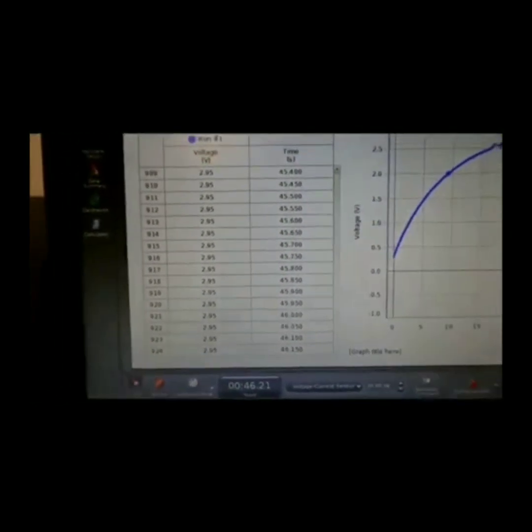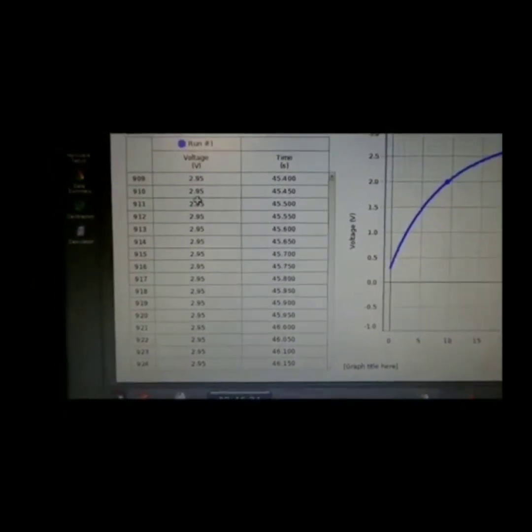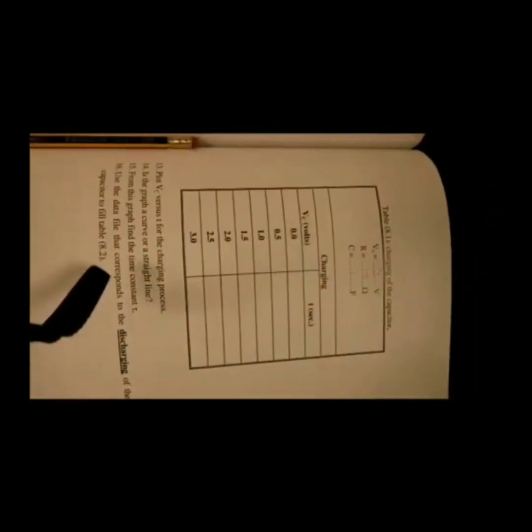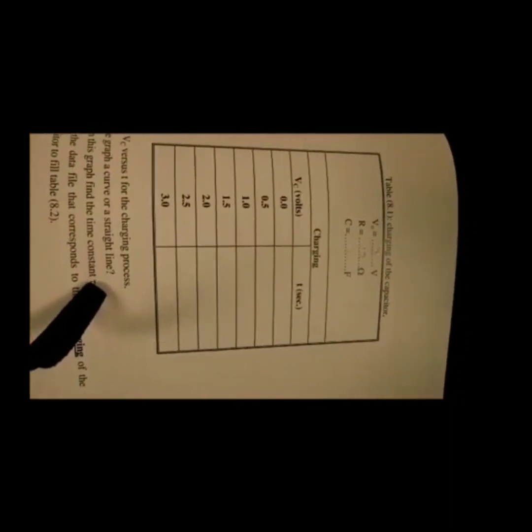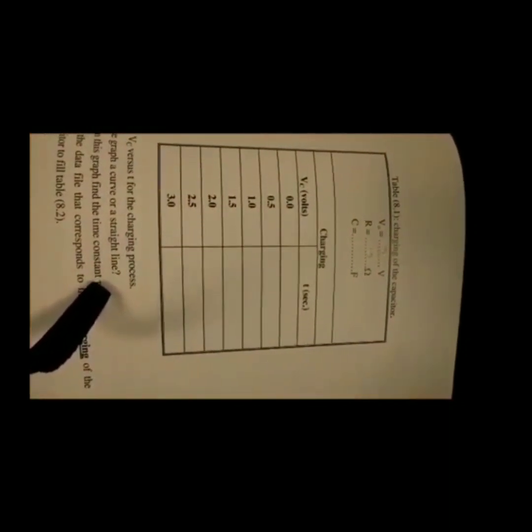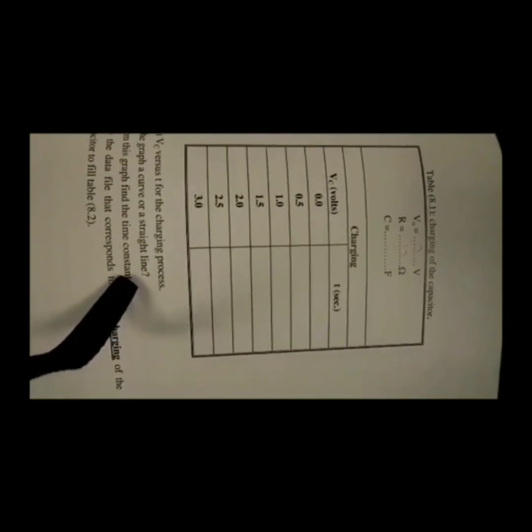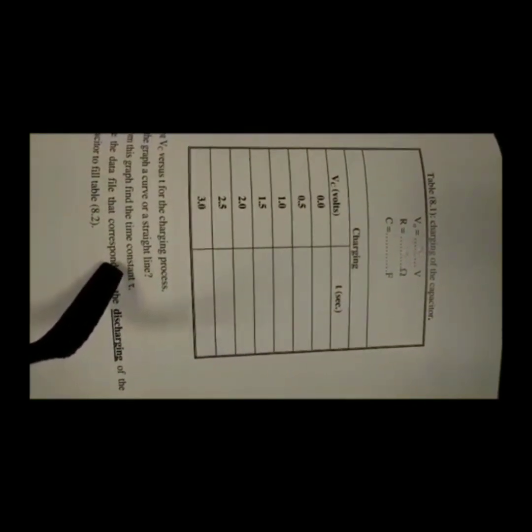Now we need to record this data from this table. This table shows us the value of the voltage at any moment. So in our lab report, we need to record, in fact, these values. We need to write down what was the time when the voltage is 0, what was the time when the voltage is 0.5, what is the time when the voltage is 1 volt, 1.5, 2, 2.5, and 3, and so on.